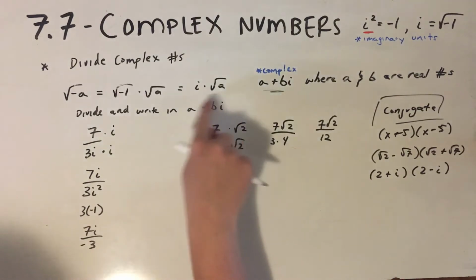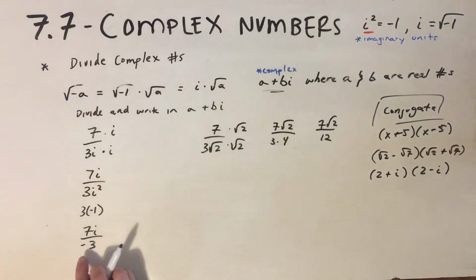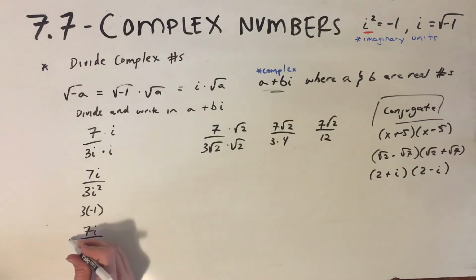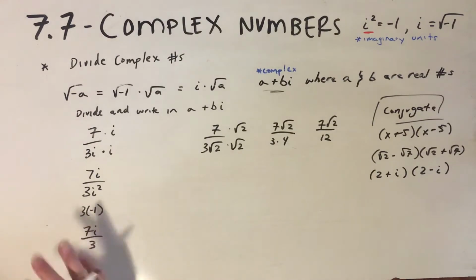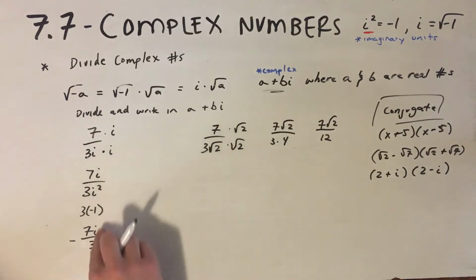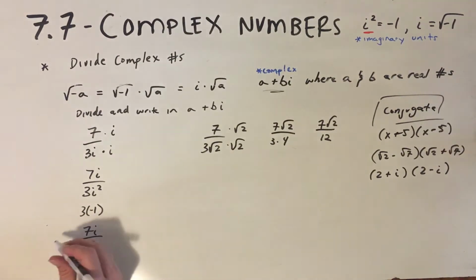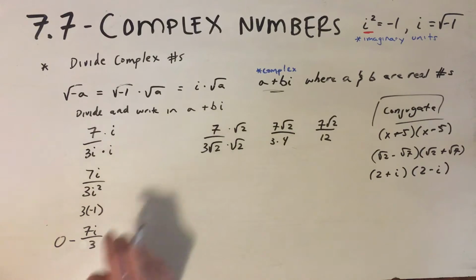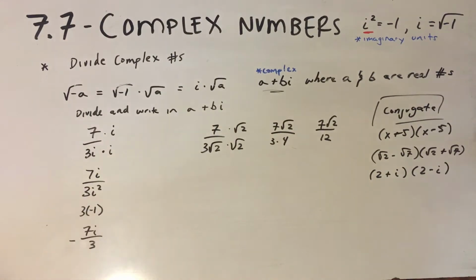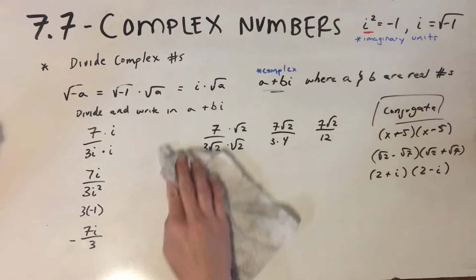Now again, it says to write it in this format. It's important to note that this is correct; the negative can be here or the negative could be here. It doesn't really matter where that negative is. This is the bi part. So technically this would be like 0 minus 7i over 3 if you're going to write it in this a plus bi form, but this answer here would also be acceptable. So that's if you have a single term or a single i in the denominator.